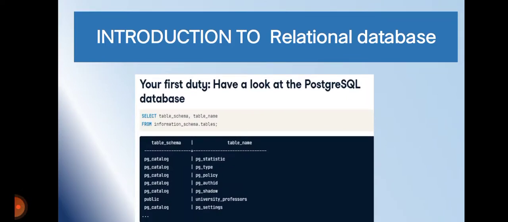So in the introduction to relational database, firstly our duty is to look at the PostgreSQL database. For example, we are given a table schema and a table name from information_schema.tables, and we have to take the table schema and table name.